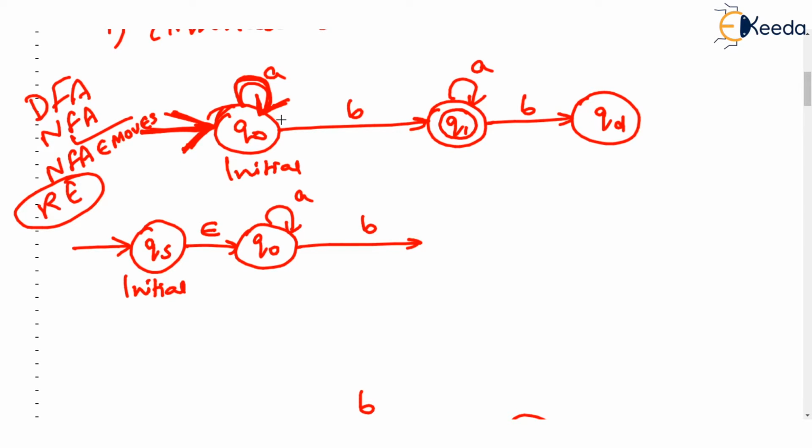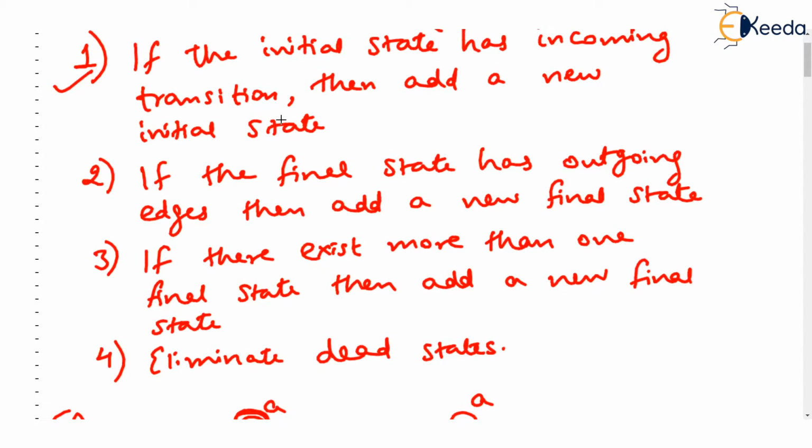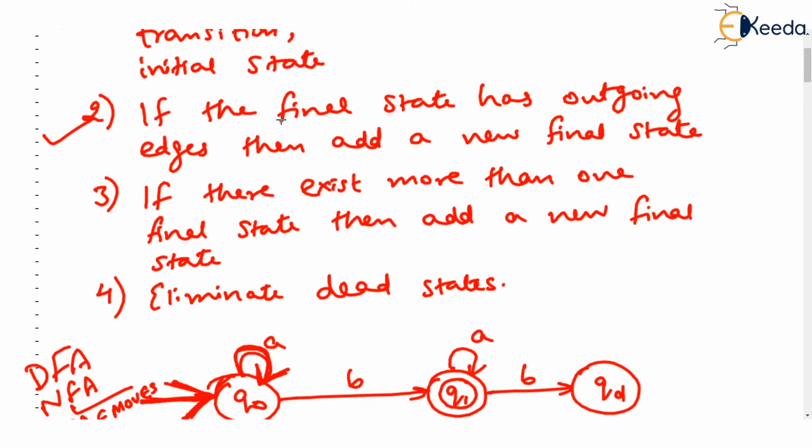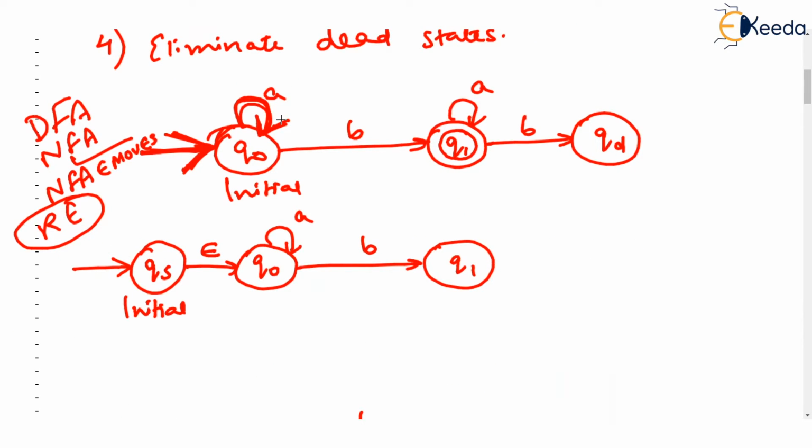Okay. Now let's see the second rule. The second rule is that if the final state has outgoing edges, then add a new final state. Now let's see here, this Q1 is the final state, correct? And it is really having an outgoing edge. You can see that this edge emerges from Q1. Of course, it is coming into Q1 again, but it is after all an outgoing edge from Q1. So the final state is having an outgoing edge, correct?